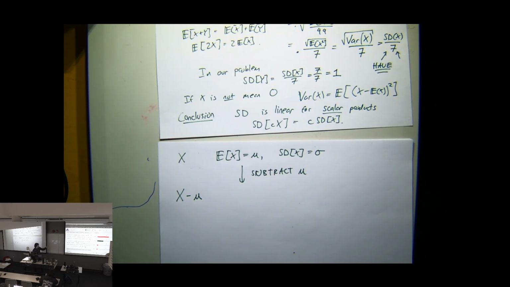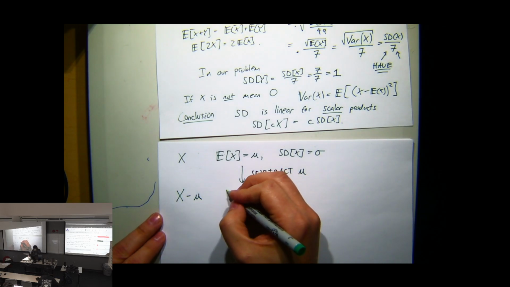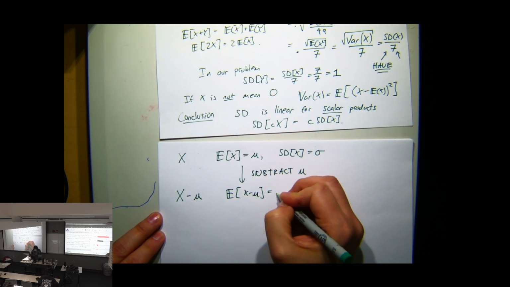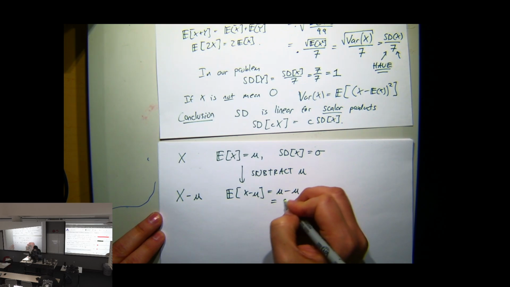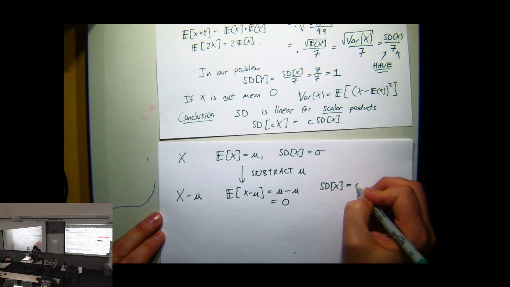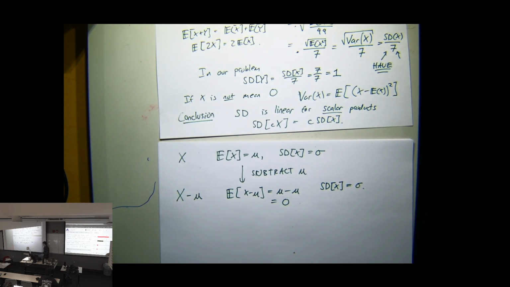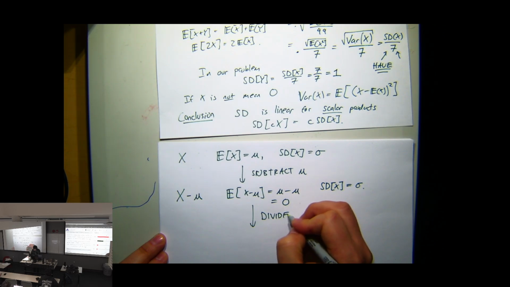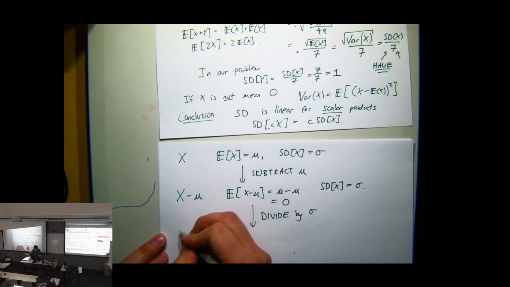When you subtract mu, mu subtracts from the expected value. So the new expected value of the new thing, x minus mu, is going to be mu minus mu, which is 0. The standard deviation does not change. Still sigma. Now let's divide by sigma. So now we have this new thing, x minus mu divided by sigma.